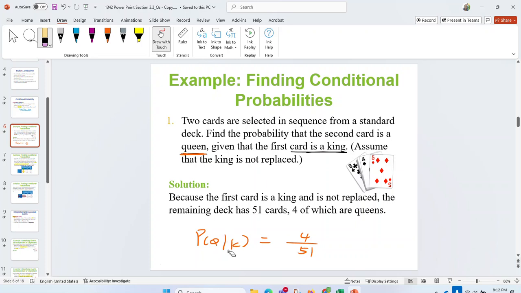So that's called a condition: given the first one is already a king. That means the king is taken out, do not replace, so you only have 51 left. That is called a conditional probability. A little bit tricky, this one.